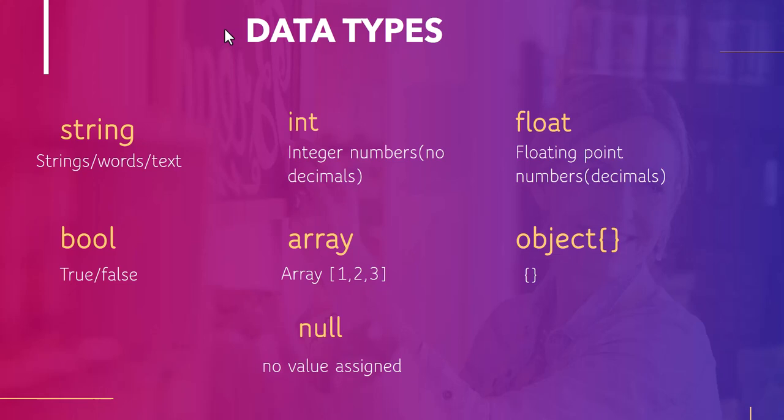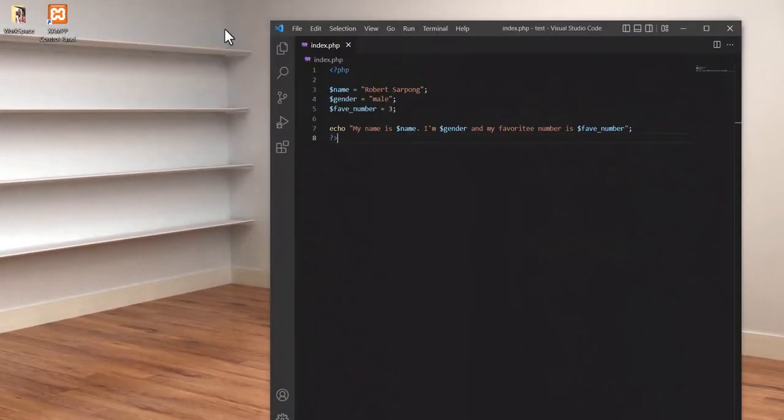Let us start with the string data type. So a string is a sequence of characters. This can be a text which contains letters, numbers, symbols, or spaces within a set of single or double quotes. An example is the name variable earlier. This is a string, hence why it is in quotes. So anything within quotes is a string. Don't forget that. We can add or concatenate strings together using the dot or full stop.